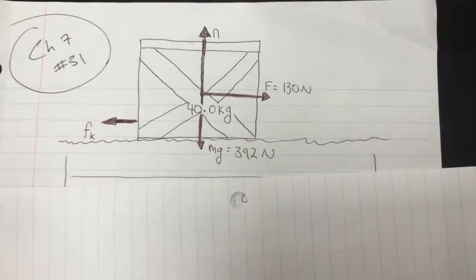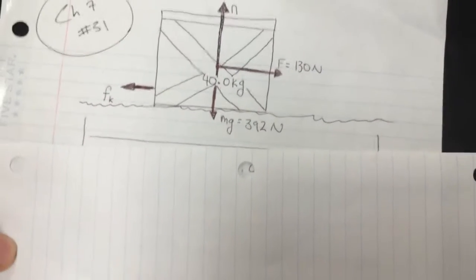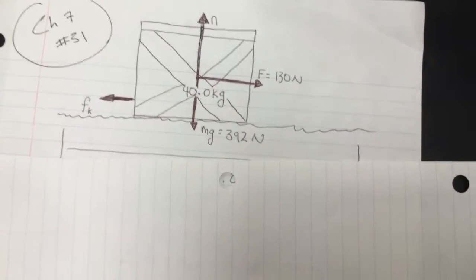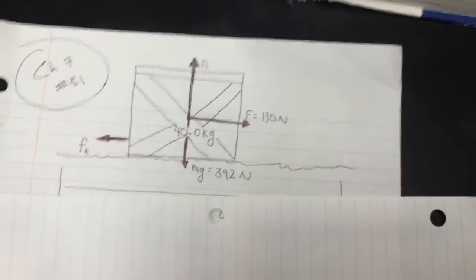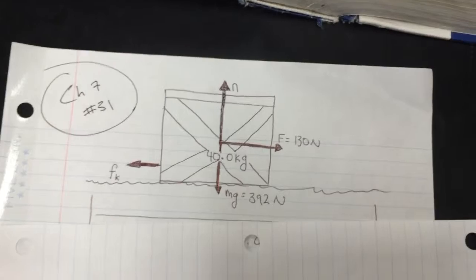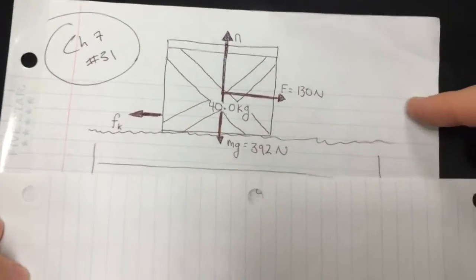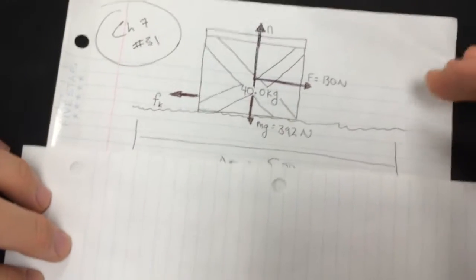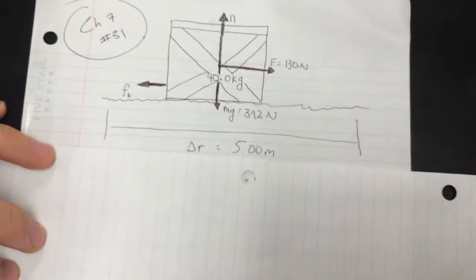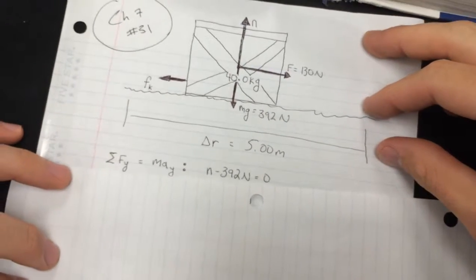Okay, so chapter 7, number 31. We have a 40-kilogram box being pushed by a 130 newton force with kinetic friction opposing it. Then we also have the mass times gravity, which is 392 newtons downwards, and the normal force from the ground pushing back upwards, those canceling out. And the distance the box is moved is 5.00 meters.